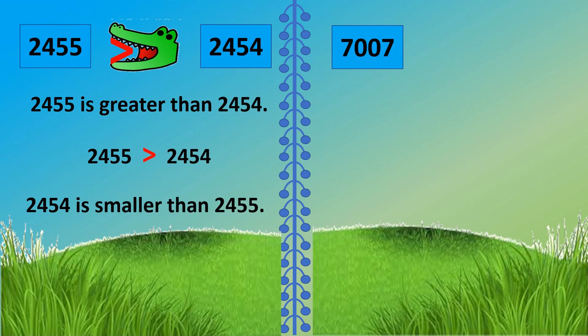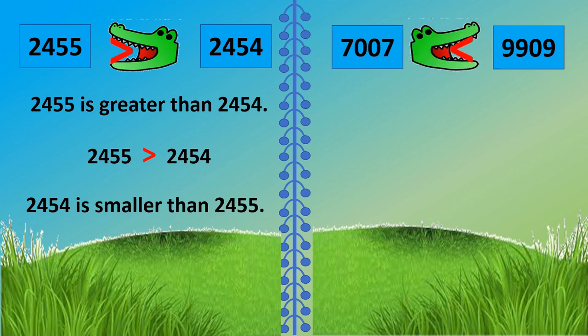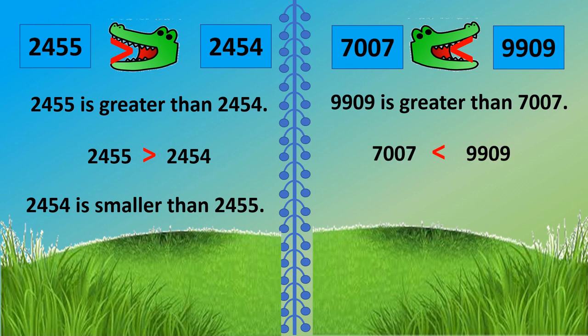7007 and 9909. Correct, children. I know by now you know which is a greater number. Right. 9909 is greater than 7007. Whereas on the other hand, we have 7007 which is smaller than 9909. In this way, remember always that the bigger number is eaten up by the alligator.